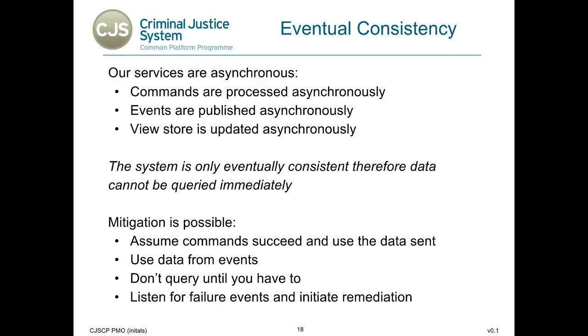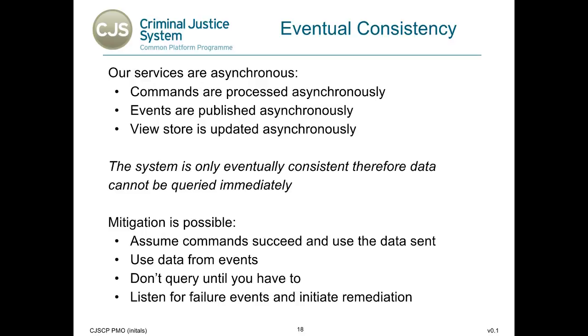However, there are many mitigation approaches to deal with the eventual consistency of the system. We can, for example, assume that our commands succeed and simply base future work on the data that we sent as part of the commands. We can put data into events and extract the data from the events when we receive them. We can make sure that we don't ever query the system until we absolutely have to, so we don't assume the data is there straight away. We can simply delay querying it until we absolutely need it, and then block and wait until we get back the data that we needed.